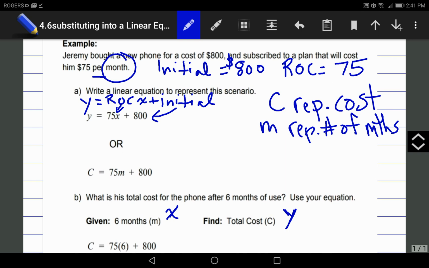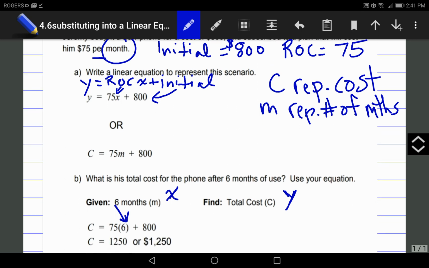in our equation here. I am plugging that 6 in to where M was, right? The number of months was. So we have $75 times 6 months plus 800. Okay, that's a simple calculation. Just make sure you multiply before you add. Follow BEDMAS. You get $1,250. Okay, so the total cost after 6 months will be $1,250 because it's $75 per month times 6 months and then plus the original $800.